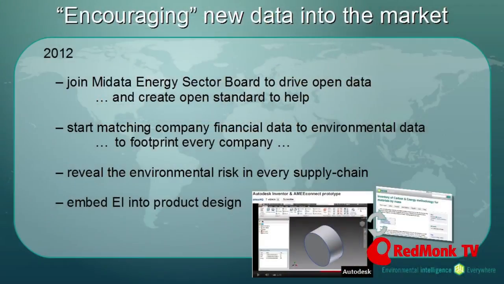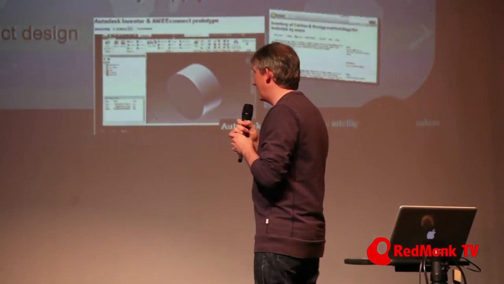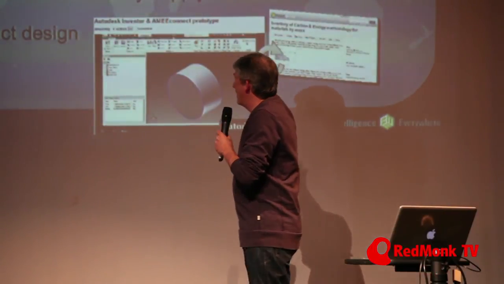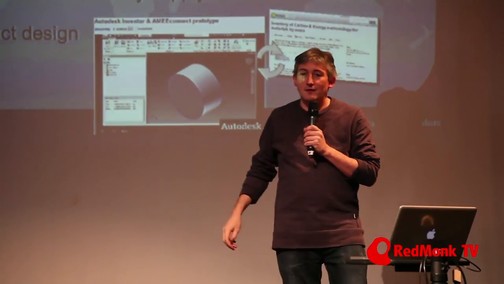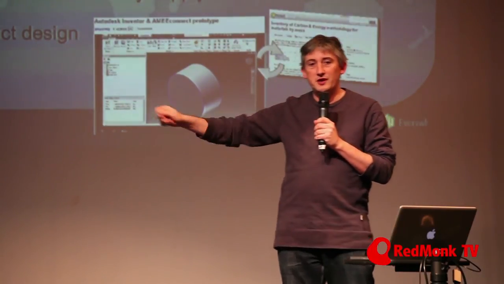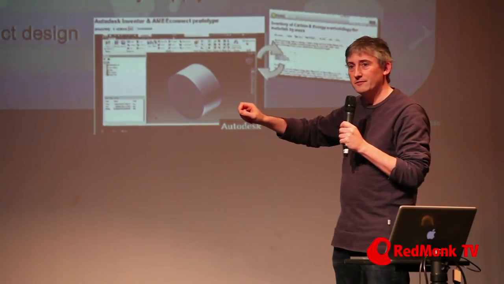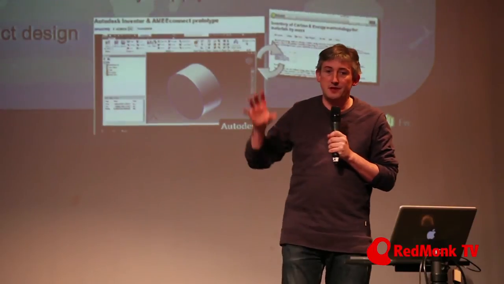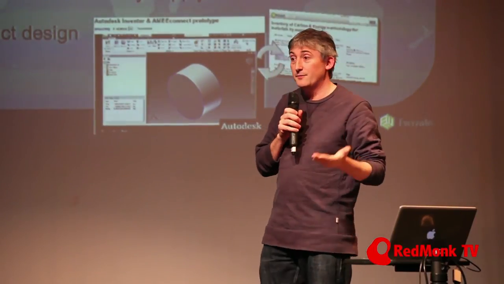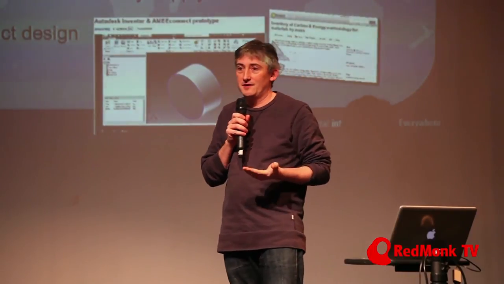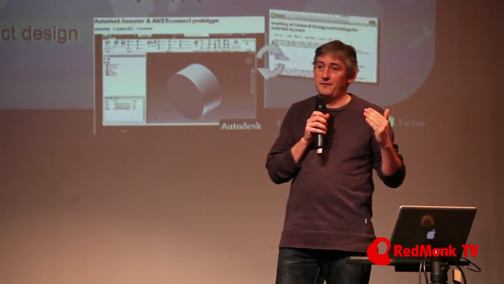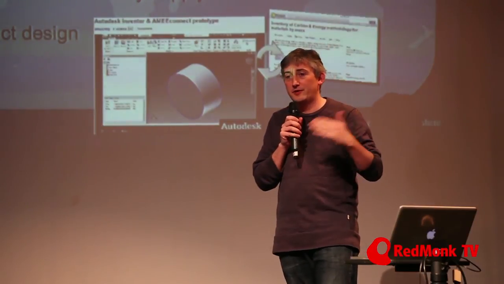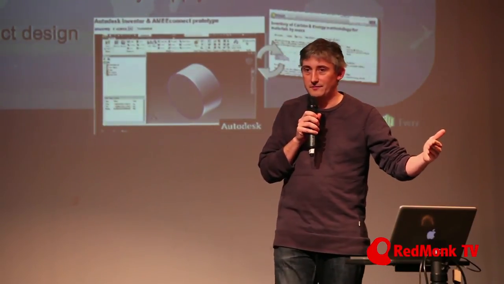The other thing we've done is tried to move right the way into the product design space. Here we have an integration with Autodesk where you can draw your product, assign a material to it, and it will do a call to AMEE and calculate the footprint of that material at the design stage. That's important because 90% of the product's footprint is baked in at the design stage. And if you don't fix it at that point, you're pretty crippled in trying to fix it later on.